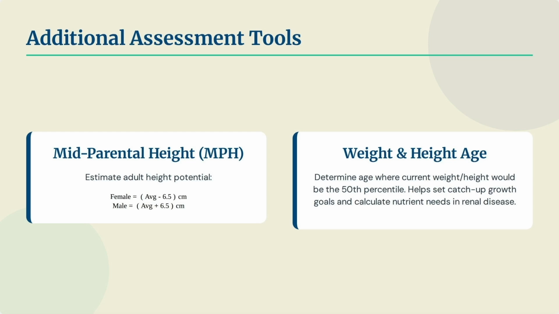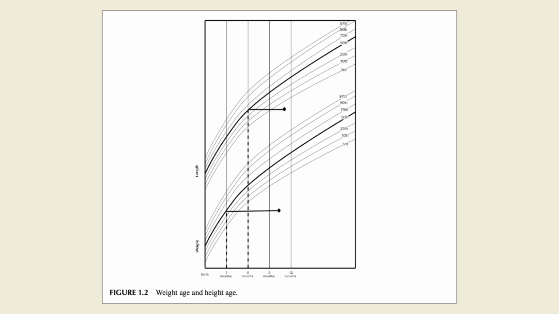Weight age and height age. Weight age is a tool that dietitians can use for patients that are underweight. Figure 1.2. To determine weight age, on the growth chart follow the patient's current weight horizontally to the 50th percentile. At the 50th percentile, looking vertically, find the corresponding age, which is the patient's weight age. Weight age can help the dietitian visualize the size of the patient. It can also be used to set weight gain goals that will result in catch-up growth.